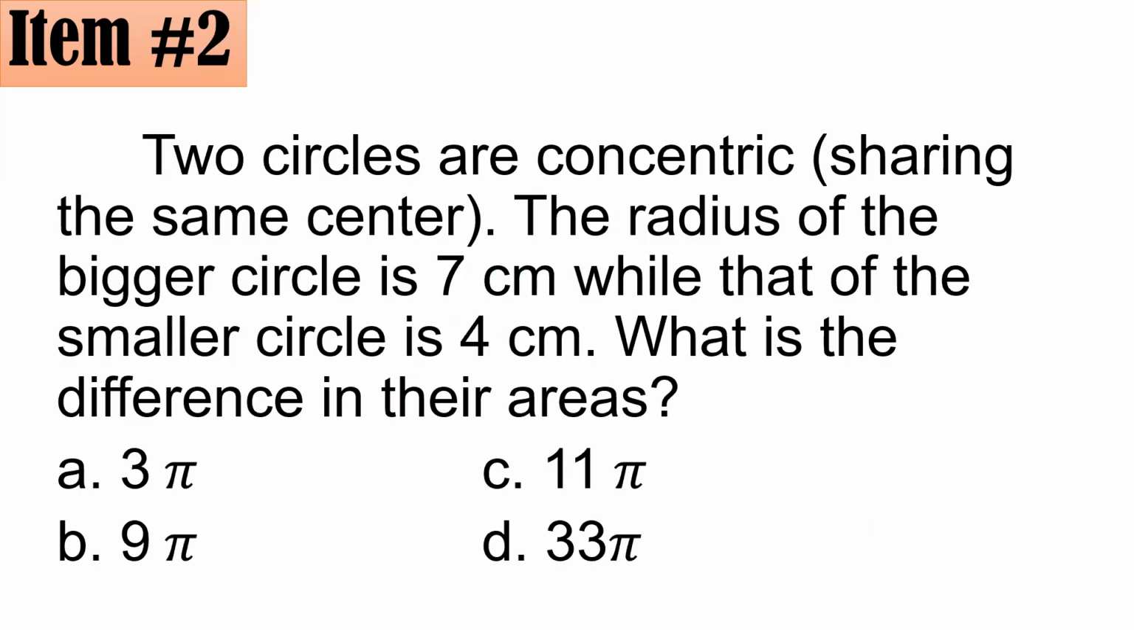Number 2. Two circles are concentric. Kapag sinabi po natin concentric, they share the same center. The radius of the bigger circle is 7 cm, while that of the smaller circle is 4 cm. What is the difference in their areas? Okay, parang medyo madali ito. Kaya to. Is it A, 3 pi, 9 pi, 11 pi, or 33 pi?